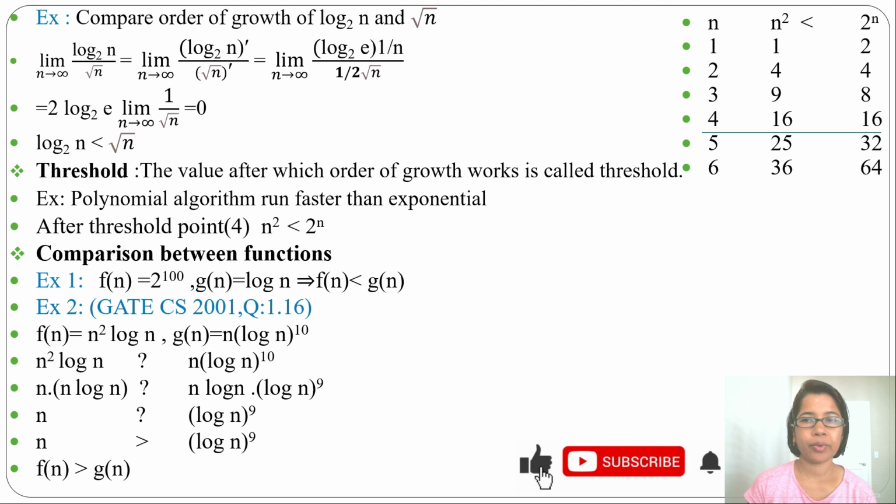There are three ways of comparing functions. First, using the order of growth sequence. Second, using the limit function. Third, by substituting some natural number. Whichever you find easier, you just use that. Today I discussed two examples. In the next lecture I will discuss some more examples of comparing functions.